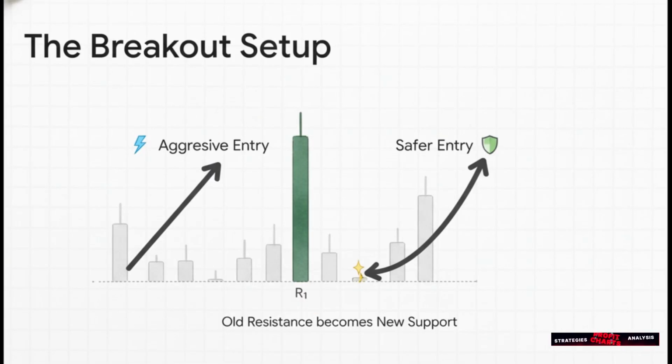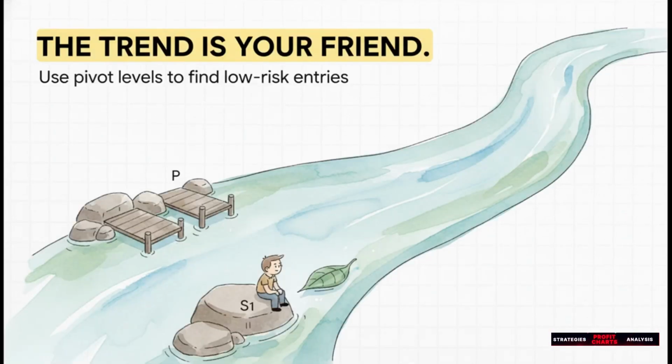So a powerful move through a level like R1 is a huge sign that buyers are in total control. Now, the aggressive way to play this is to jump in right away, but the safer, more professional approach is to wait for a little pullback. A lot of times, the price will come back to retest the level it just broke. When that old resistance holds as new support, that's your high probability entry to ride the momentum up to the next level, R2.